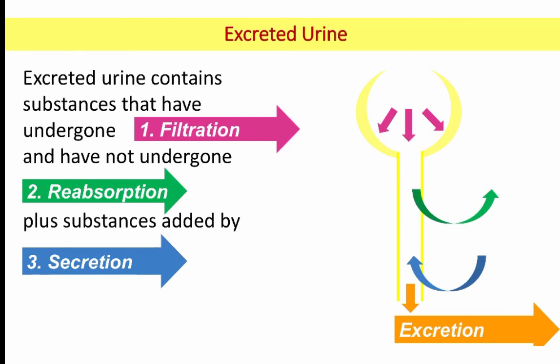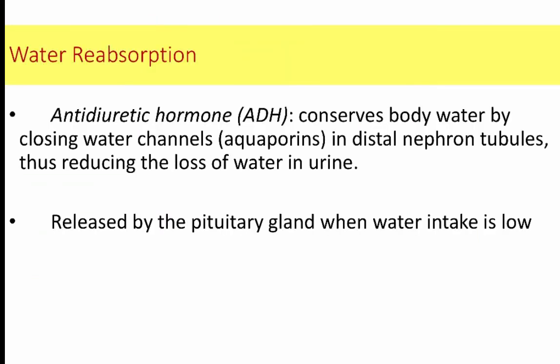Okay, so what we have in urine, to summarize, is the material that has been pushed out during filtration, so pushed out of the capillary, minus the material that is added into the capillary during tubular reabsorption, plus what is pushed out during tubular secretion at the end of the process. Now, one of the important factors that controls reabsorption of water is a hormone called antidiuretic hormone, or ADH.